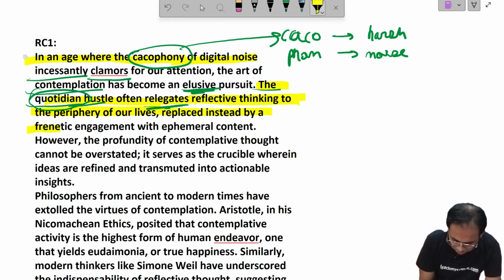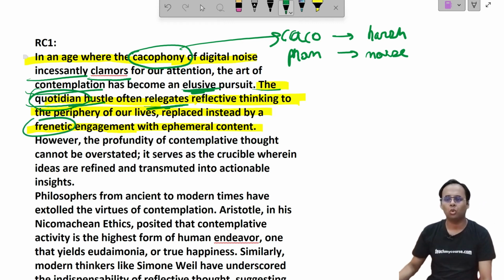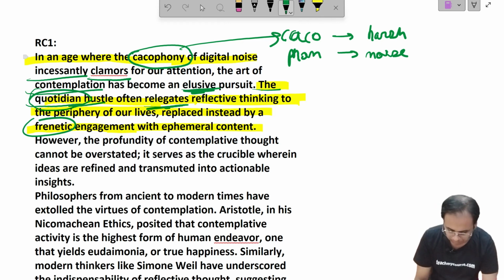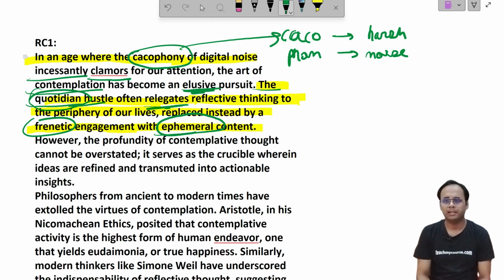Replaced instead by a frenetic engagement with ephemeral content. What is this? Frenetic means that it cannot be controlled. We are finding it difficult to control the digital noise. Ephemeral content means that it is momentary, short-lived. We are just scrolling the shorts all the time, scrolling Instagram reels all the time. That is the actual meaning.